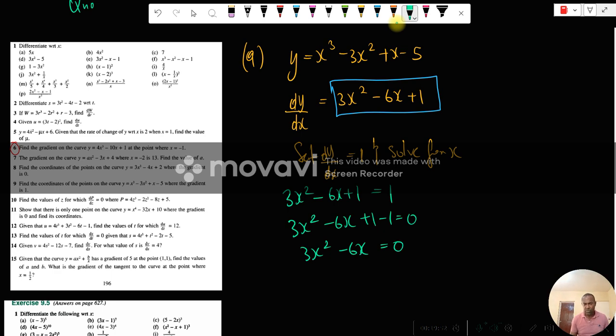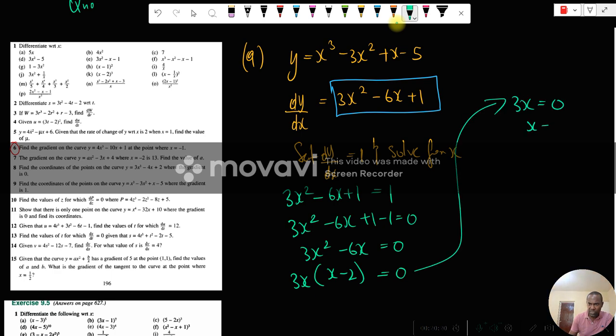Yes, this is a quadratic. We can factorize. We have 3 and 6, the highest common factor is 3. We have x and x squared, so we can factor out x. So totally we can factor out 3x, open bracket, x minus 2 is equal to 0. And so basically, we have 3x times x minus 2 equal to 0. We can say that 3x is equal to 0, which means x is equal to 0, or x minus 2 equals 0, which means x is equal to 2.